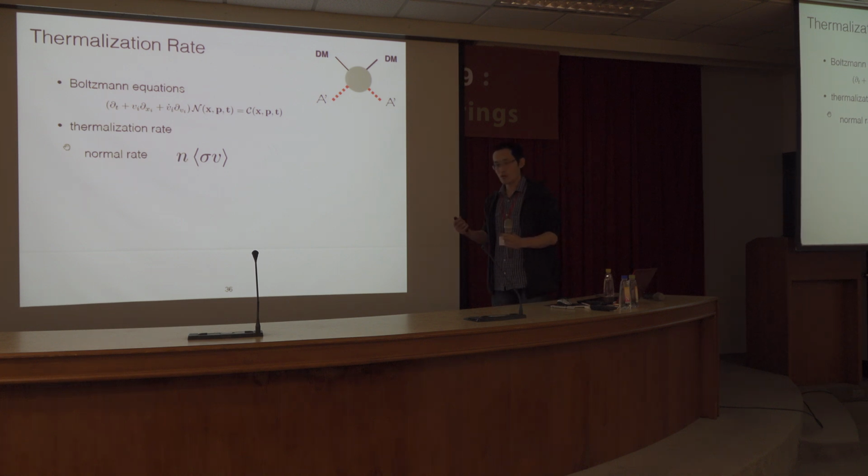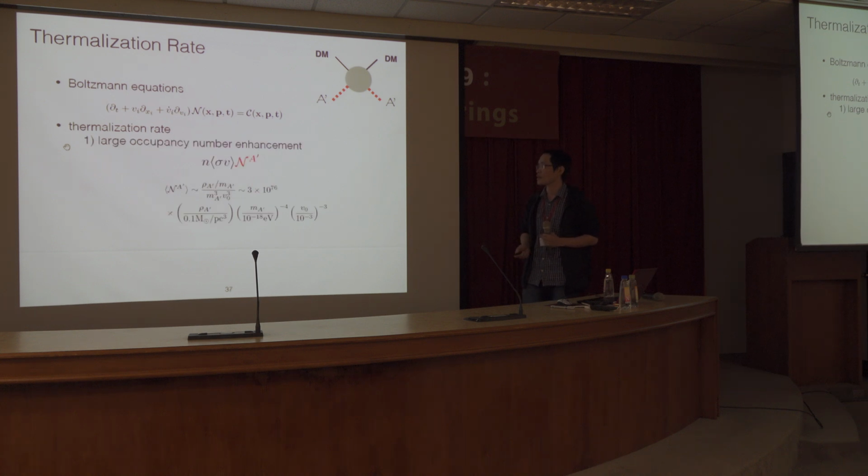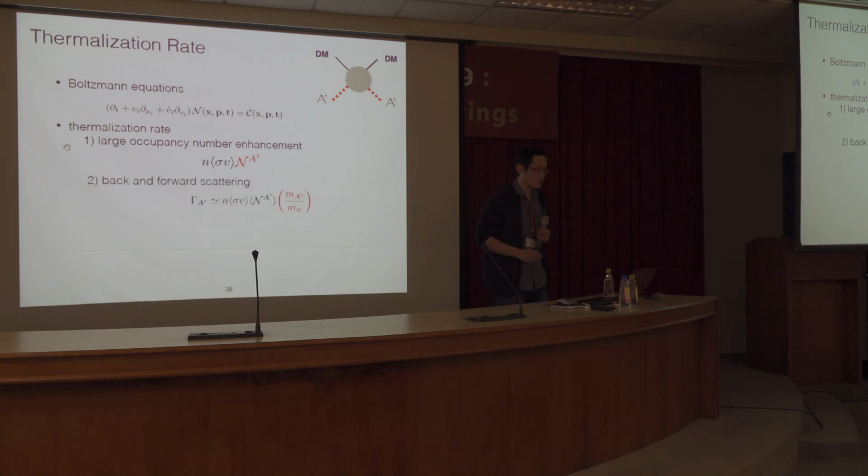The normal particle collision gets the thermalization rate roughly like n times sigma v. But here, as I mentioned, you have large occupation number enhancement. The enhancement can completely change the game, like 10 to the 78. You will make the cross section roughly the same as self-interaction dark matter. That's the way to enhance the cross section.